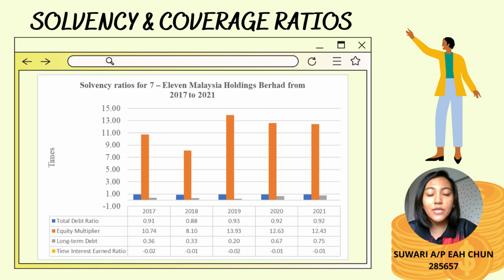Finally, the time interest earned ratio also increased and declined over a period of 5 years. For instance, from 2017 to 2018, the time interest earned ratio declined and in 2019 it increased a bit, but unfortunately from 2020 to 2021 it has declined again.